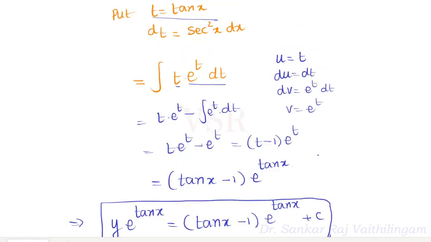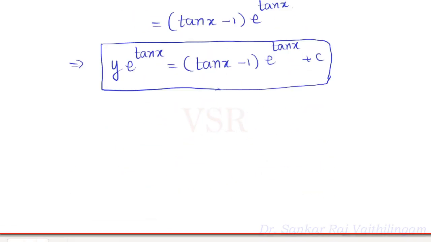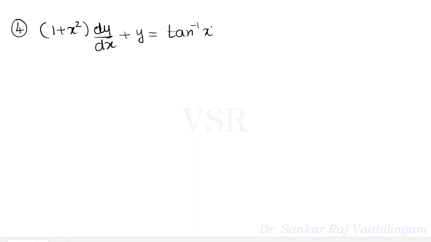Okay, chat. Now let us go to the next problem. What is the third problem? It is for the fourth problem. So we'll go for the fourth one. So problem number 4. That is 1 plus x square dy by dx plus y which is equal to tan inverse of x. Okay, the same thing.